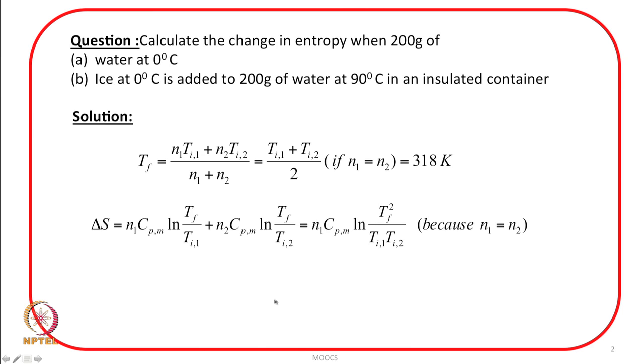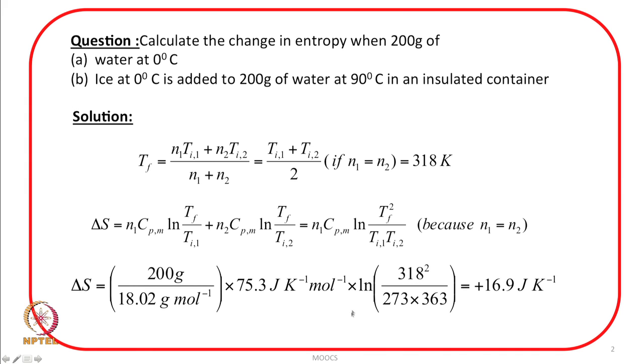So, now if I have the information on the number of moles, molar heat capacity and initial and final temperatures, I can easily calculate the value of delta S. The heat capacity of water is 75.3 joules per Kelvin per mole, and we know how to calculate the number of moles.